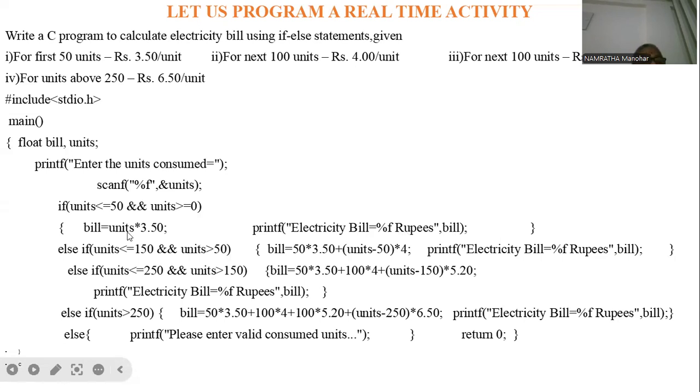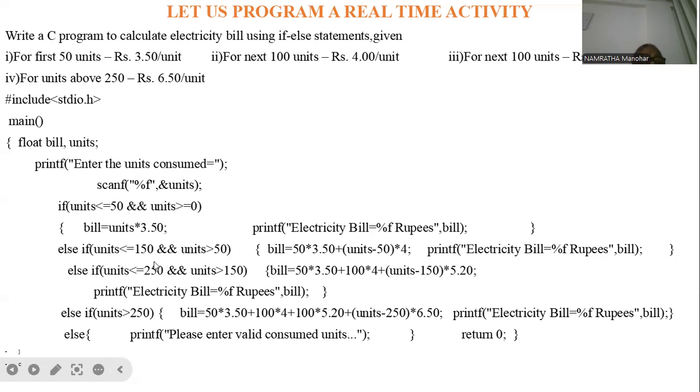Now, if your units is more than 50, then we have to check if it is less than or equal to 150, because for the next 100 units, for the first 50 units, it is ₹3.50. So bill is equal to 50 into 3.50. And beyond this 50 units, how many units you have consumed, minus 50 into 4. That will be the electricity bill.